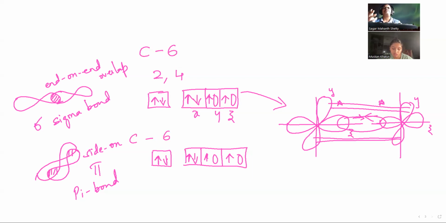Now you must be wondering, so what is sp2 hybridization? Yes, this is the s orbital that we're talking about. This is the p orbital we're talking about. So we call it an sp2 hybridization. And the bond angle during these bond formations is roughly around 120 degrees.